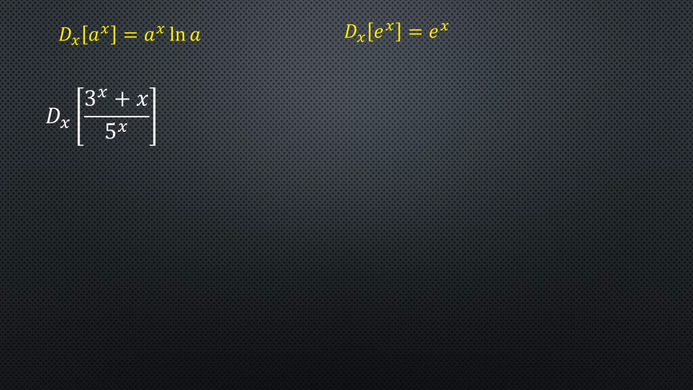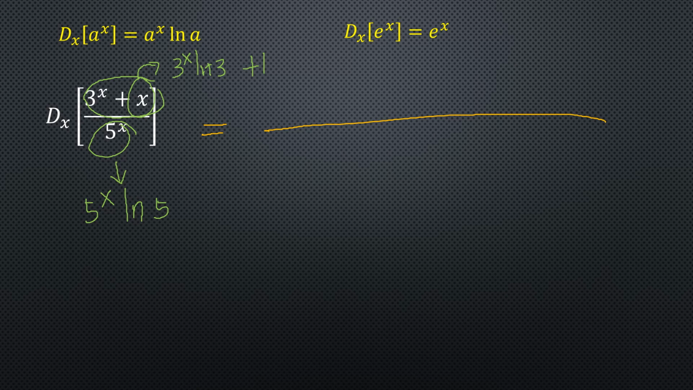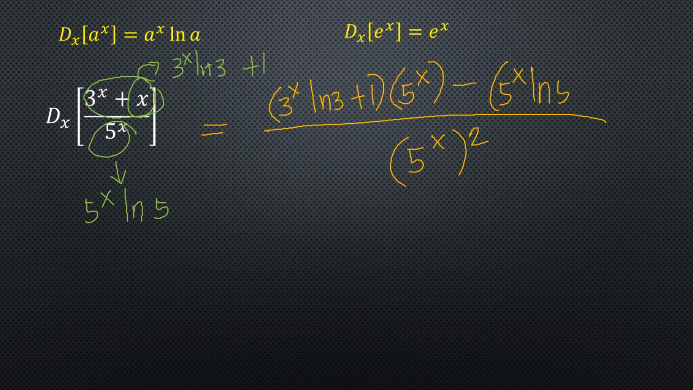This is also quotient rule. So 3 raised to x plus 1, its derivative is 3 raised to x ln of 3 plus 1. Okay, so the derivative of x here is simply 1. And the derivative of the denominator 5 raised to x is 5 raised to x ln of 5. Now, to have the solution, square the denominator of 5 raised to x. The numerator derivative is 3 raised to x ln of 3 plus 1. Multiply that to the denominator of 5 raised to x, minus the derivative of the denominator 5 raised to x, times the numerator 3 raised to x plus x.